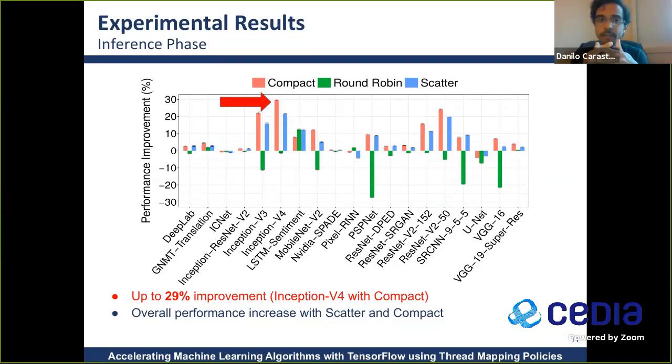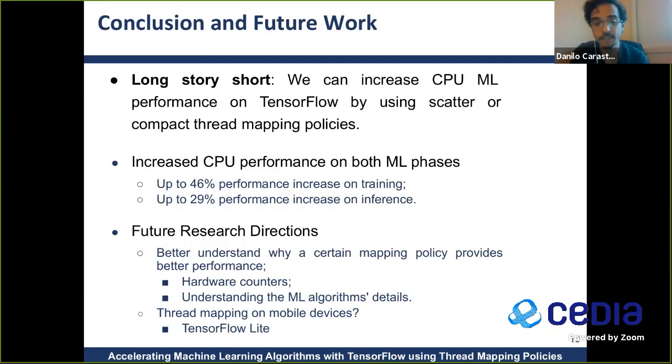In this second set of experiments, we measured the performance of the inference phase of the benchmark. This is the phase after the models are optimized, when we actually use the models for their purpose. Similarly, we achieved interesting performance improvements of up to 29%. We also notice that scatter and compact consistently provided performance improvement in the majority of cases, not all of them, but the majority. As opposed to round robin, which in many cases didn't contribute to better performance.